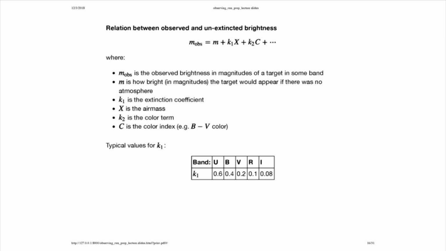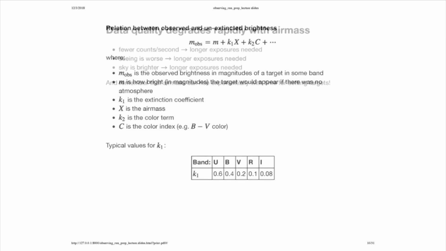So there's the magnitude of an object that you're going to observe, and that's related to the magnitude that you would observe if there was no atmosphere, plus the effects of air mass. So there's your air mass times some constant. You also have to consider the color of the object, maybe a B minus V color, that's also going to change its apparent brightness in some band. If you're looking in, say, the V band or the G band, these will be different terms. So those K1 and K2 need to be calibrated for your instruments.